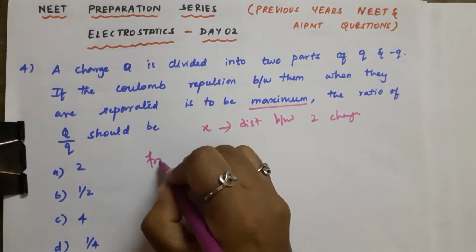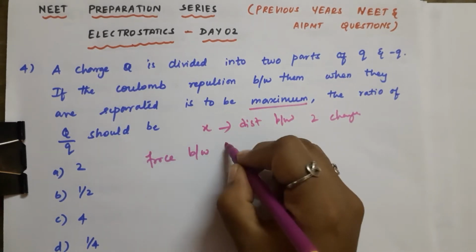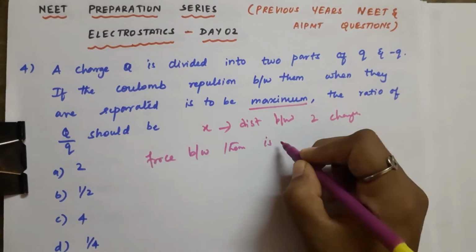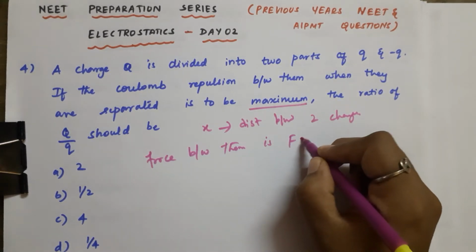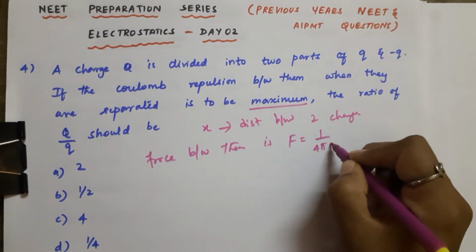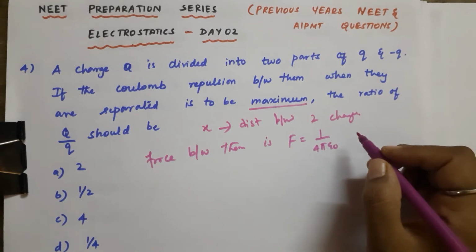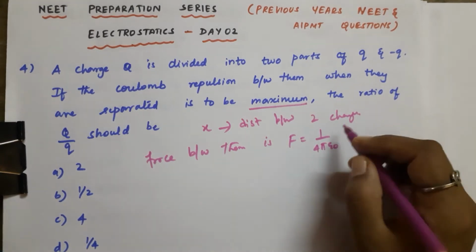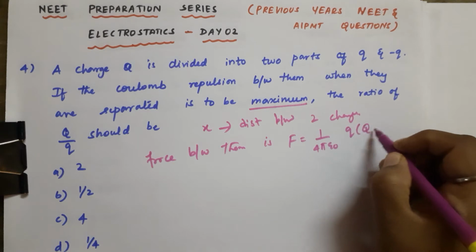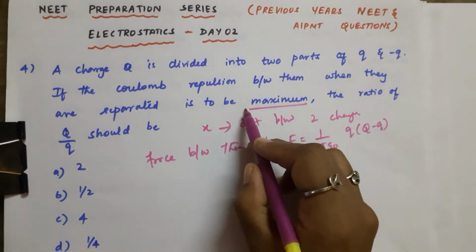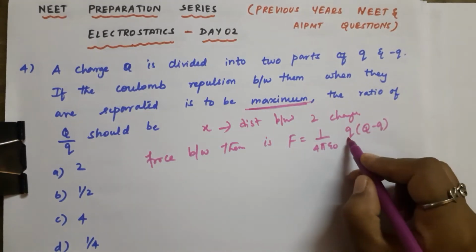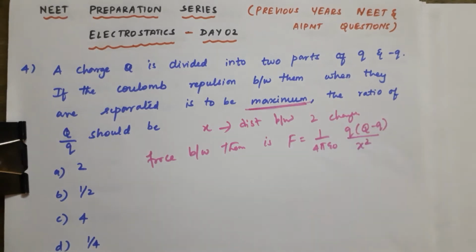So what is the force between them then? We know the formula from Coulomb's force, that is F is equal to 1 by 4 pi epsilon naught Q1 Q2 by R square. Here I'm going to take that q into Q minus q, because separated to be a maximum it mentioned, right, which is divided by x square.